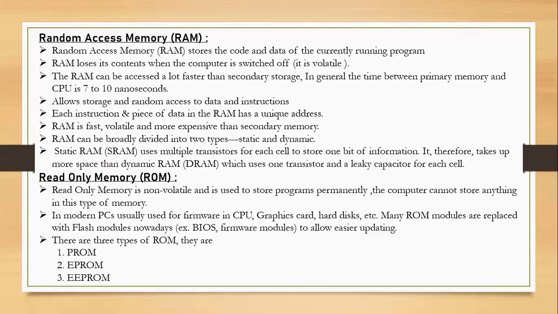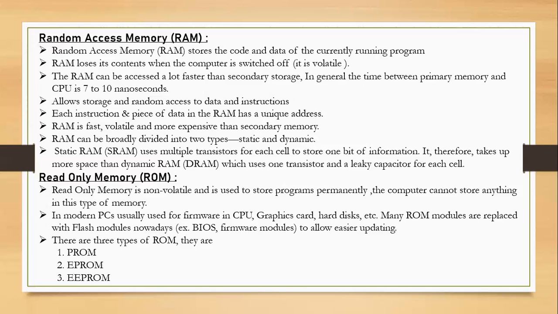RAM is fast. It's volatile. Volatile means the contents are erased when the power supply is taken out, when your computer is switched off. That's why RAM is called volatile. Secondary memory is non-volatile. Non-volatile means permanent.